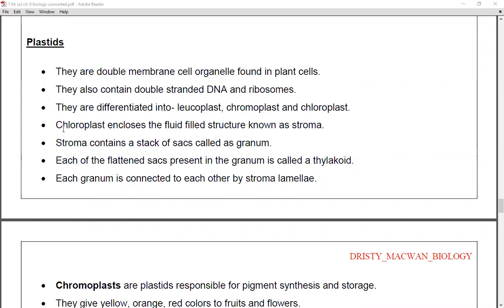First we will see about the chloroplast. The chloroplast encloses the fluid-filled structure which is known as stroma. So this chloroplast is composed of a fluid-like structure present inside the chloroplast. That means the organelle is filled with fluid, and this fluid part is said to be the stroma. Also there will be the presence of stacks of sacs which are known as the granum, right?